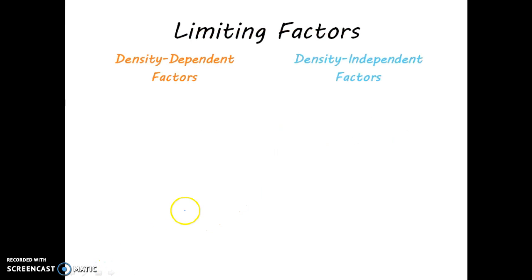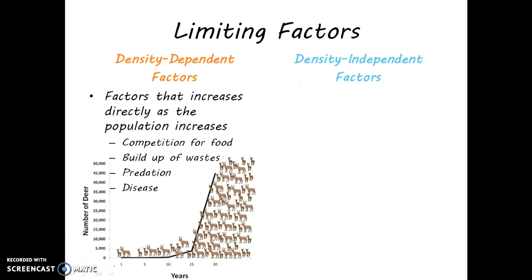Let's talk a little bit about those limiting factors, the things that prevent populations from doing exponential growth always. There are two types of limiting factors. We've got density-dependent and density-independent factors. Density-dependent factors are going to be factors that are going to put larger pressure on the population as that population gets bigger. So take a look at these deer. The more deer we have, the more they're going to have to compete for food, the more waste build up, the more a predator is going to have an effect on that large population, and the faster diseases can spread from individual to individual when they're really close together.